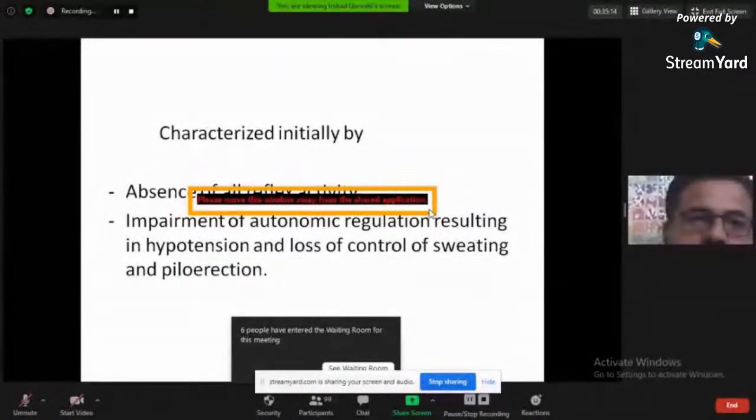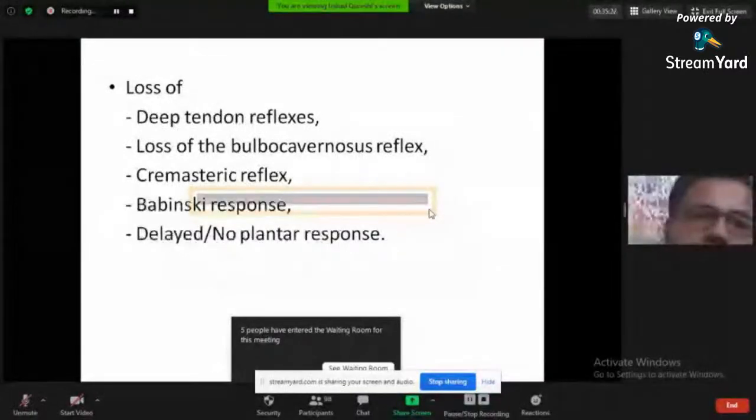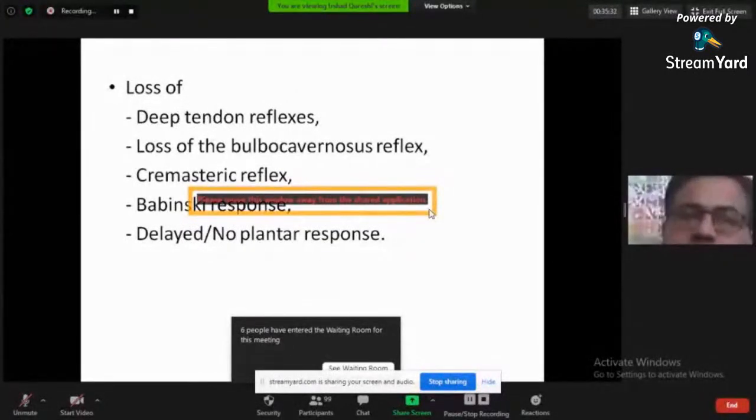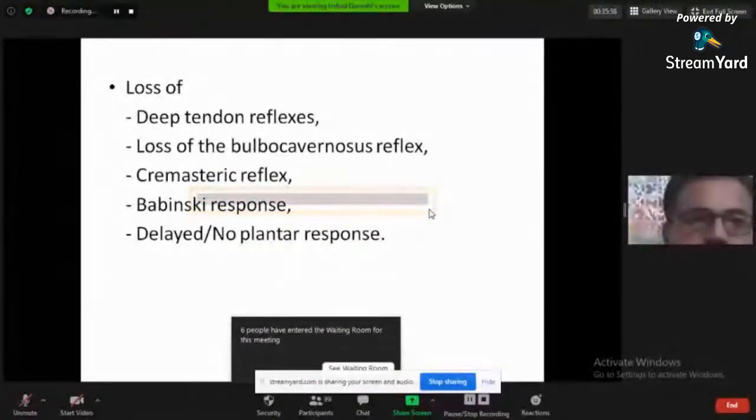This is actually characterized by absence of reflexive activity, impairment of autonomic regulation resulting into hypotension and loss of control of sweating and piloerection. There is going to be loss of all the reflexive activity. So all reflexive activity will include all deep tendon reflexes, loss of bulbocavernosus reflex, cremasteric reflex, Babinski response, and plantar response. So this is going to occur below the level of lesion. Always remember, if you're talking about the characteristics or presentation of spinal shock, then the typical presentation is going to be below the level of injury or below the level of trauma.